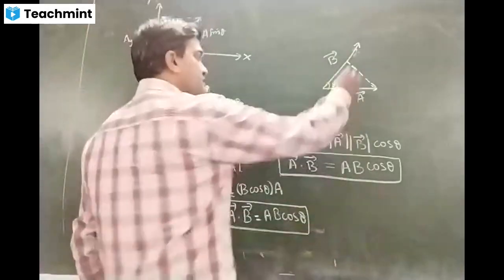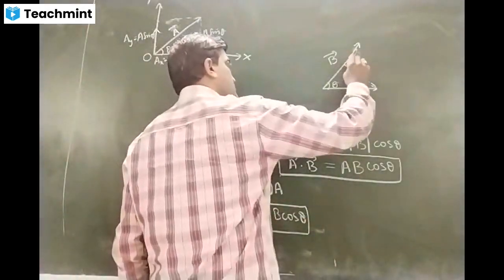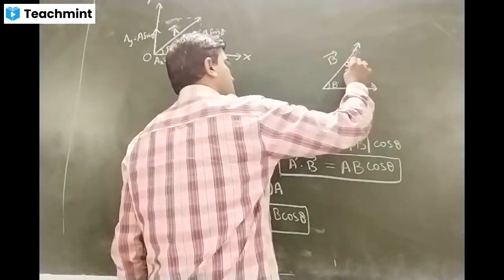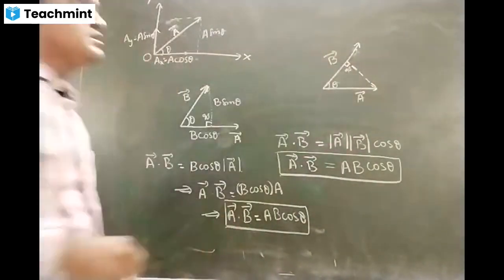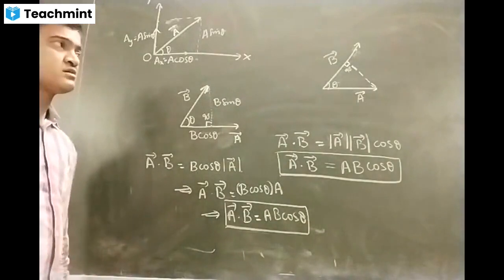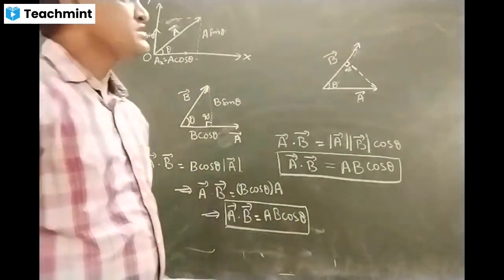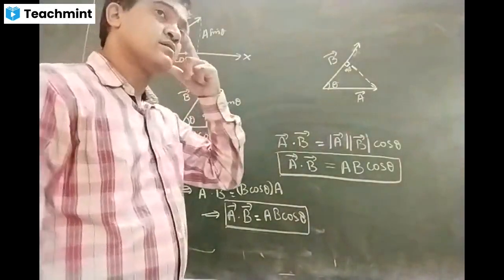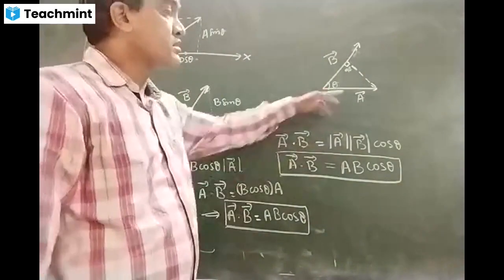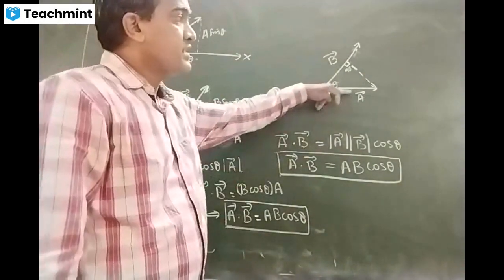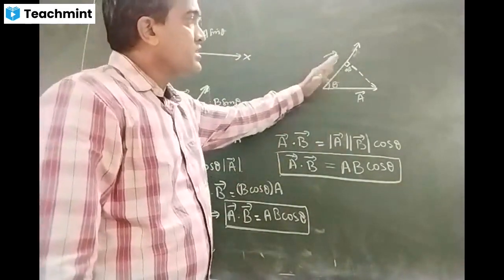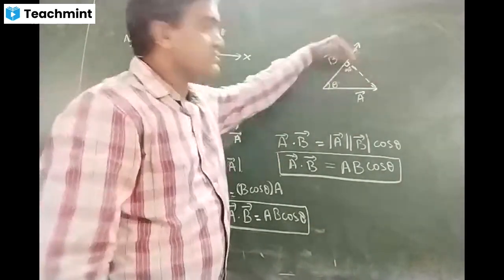Now where is 90 degrees? This is near the B bar, 90 degrees. Now for theta, which angle is touching? I mean, where will you get cos? Now you are resolving A bar into components. If you resolve A bar, here what will you get and here what will you get?